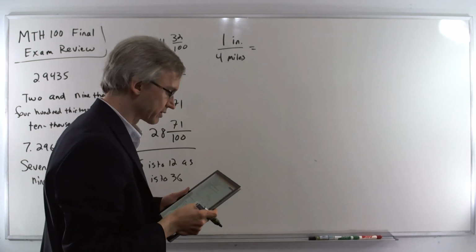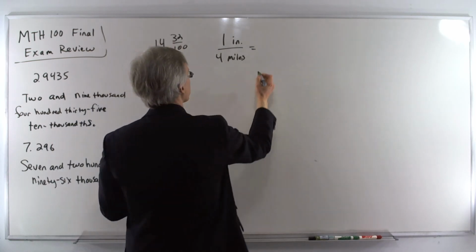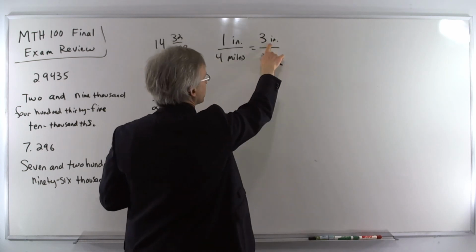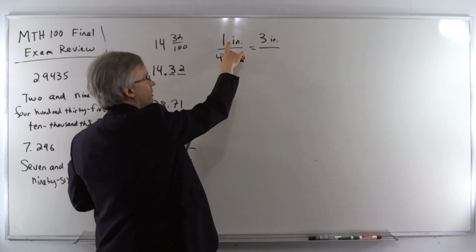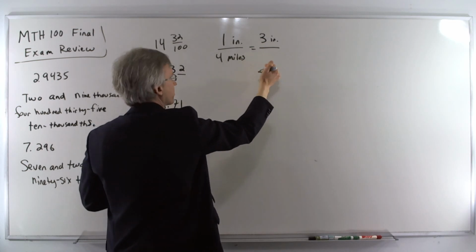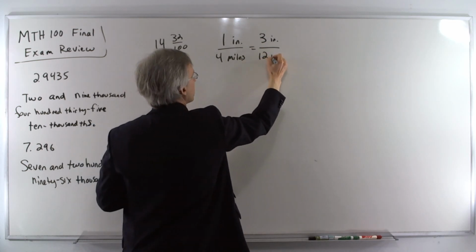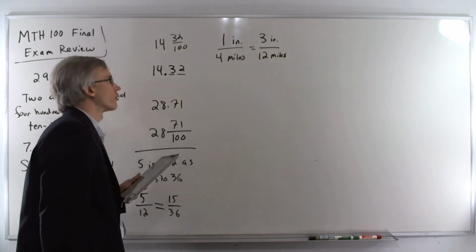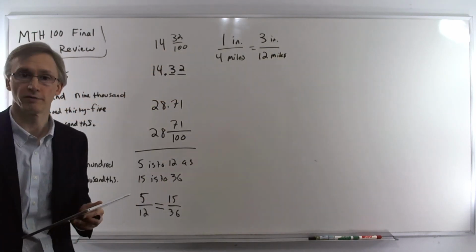And then we also have two other related quantities. We have 3 inches. Now, I have to put the 3 inches on top because the inches are on top over here. Put it down here, it's going to be incorrect. And 3 inches represents 12 miles. So both miles are on the bottom. And finally, we have the proportion 1 inch over 4 miles equals 3 inches over 12 miles.